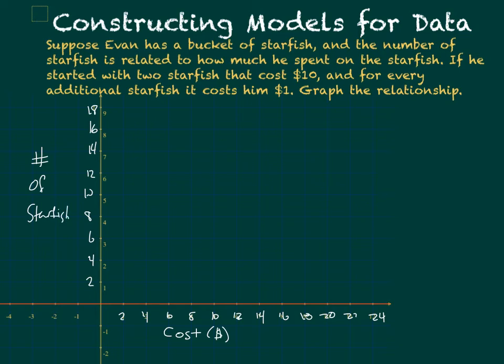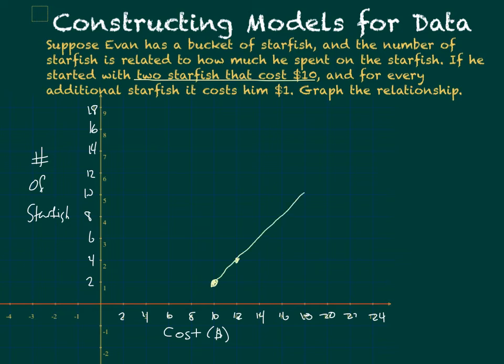So we start, where do we start? It says he started with 2 starfish that cost him $10. So $10 for 2 starfish. And then for each additional, cost him $1. So that would mean if he got 1 more, it cost him $11. 1 more, it would cost him $12. So if he had 4, he'd have $12, and then it would continue that way.